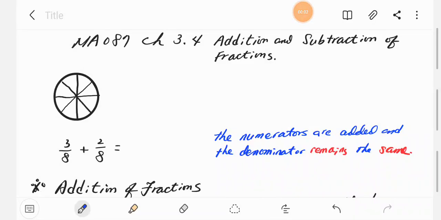Chapter 3.4: Addition and Subtraction of Fractions.